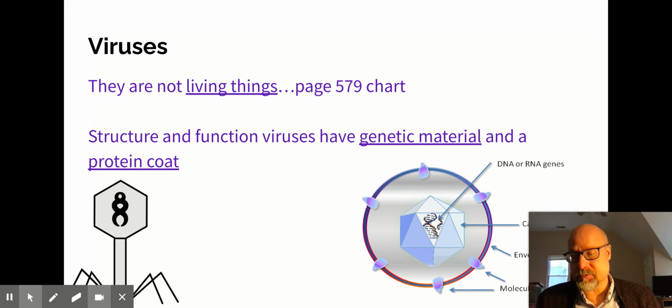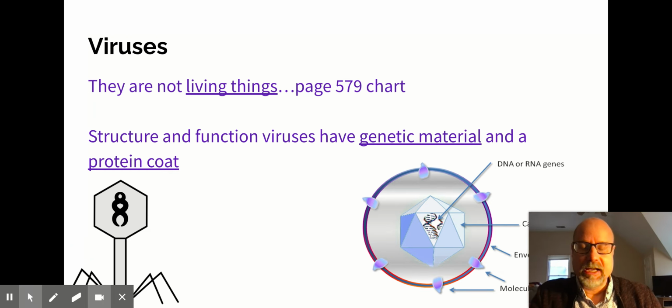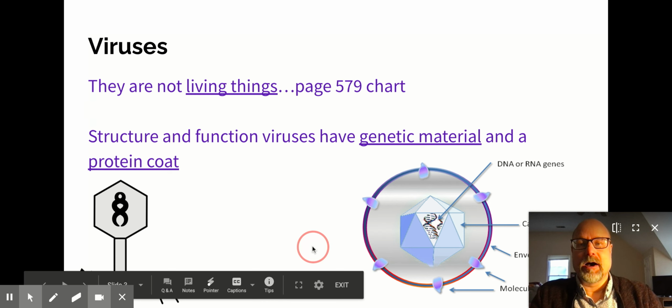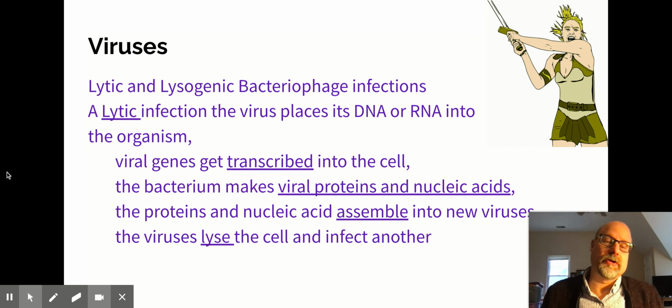Now, the easiest way to study this interaction is when we look at something called a bacteriophage. A bacteriophage is basically a kind of virus that attacks bacteria. It wants to destroy bacteria to reproduce itself. Now, in terms of the way that works, there's two different ways the cycle can go. One way the cycle can go is called a lytic bacteriophage infection.